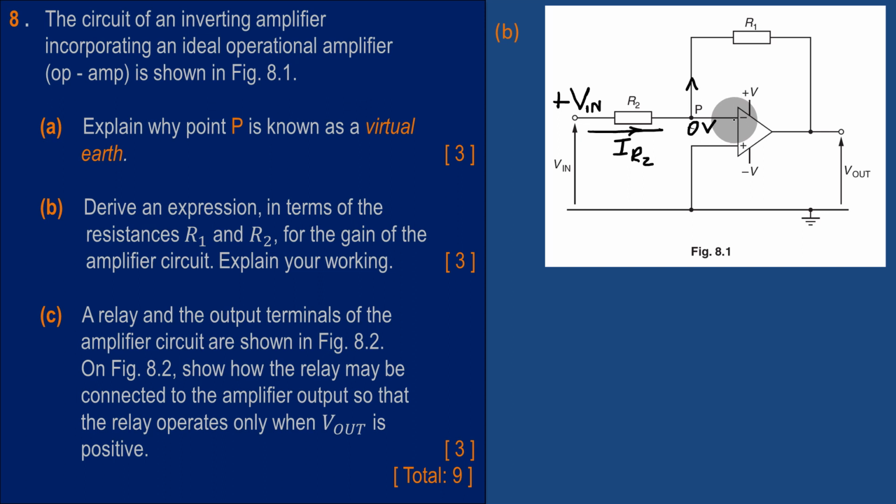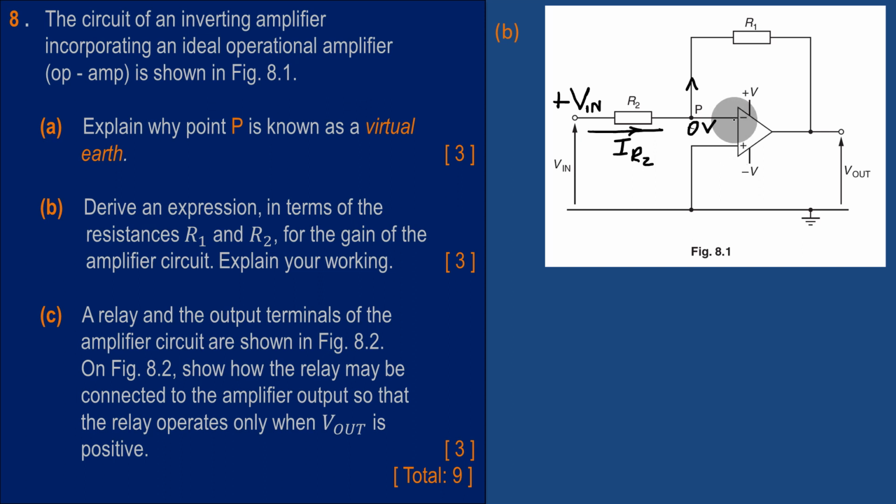At this point, we remember one of the properties of an ideal operational amplifier. And this property is that an ideal operational amplifier has infinite input impedance. That means that the resistance to the input is so high that the amount of current which flows into and out of any one of these two inputs is zero. That's a very important point.